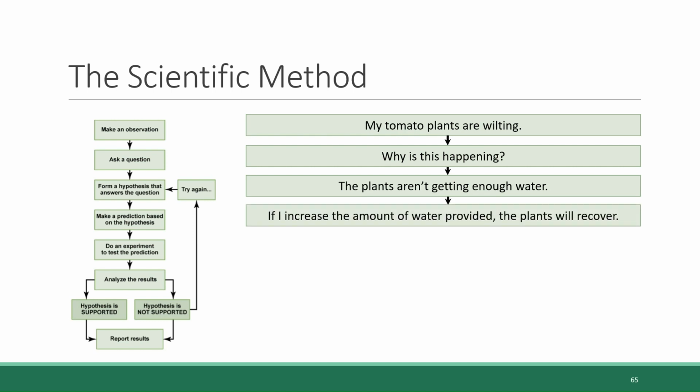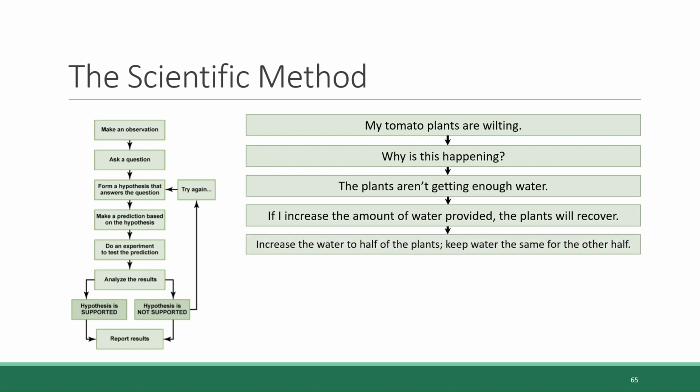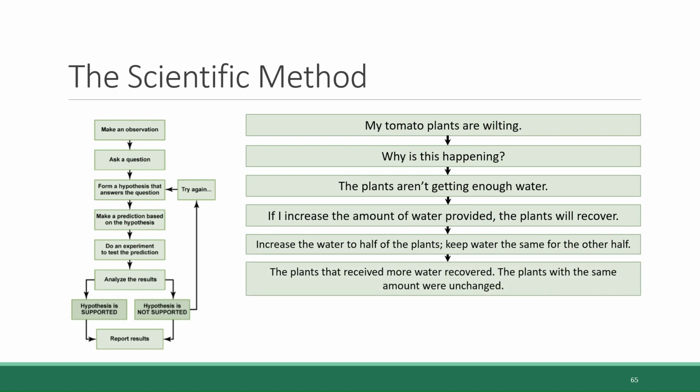Next, I make a prediction. A prediction often comes in the form of an if then statement. So, in the context of this problem, my prediction would be that if I increase the amount of water provided, the plants will recover. Next comes the stage where I put my hypothesis of increasing the amount of water to the test. I increase the water to half of the plants, and for the other half, I don't change the amount of water they are getting.